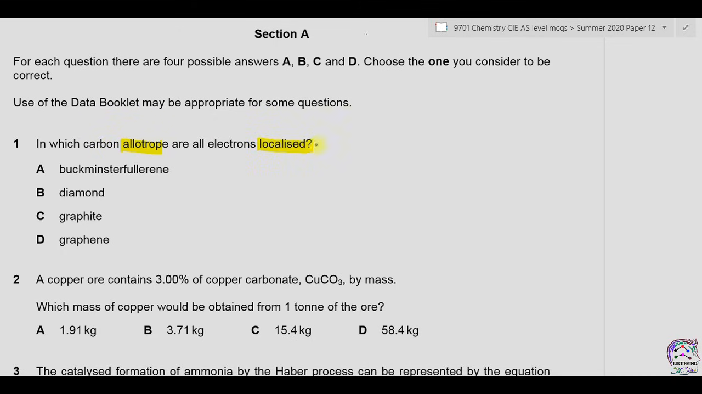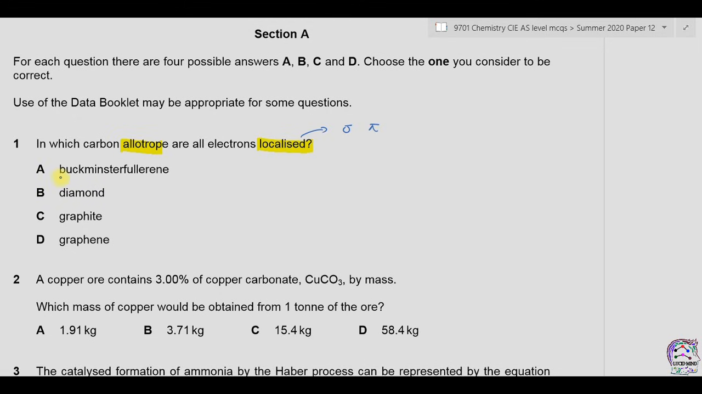Now, localized means that the electrons are fixed. We can see there are two types of covalent bond: one is the sigma covalent bond and another is the pi covalent bond. In a sigma covalent bond, electrons are always localized because they are fixed between the two atoms. They cannot move freely, while pi electrons can move freely.